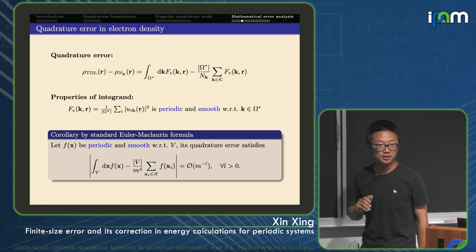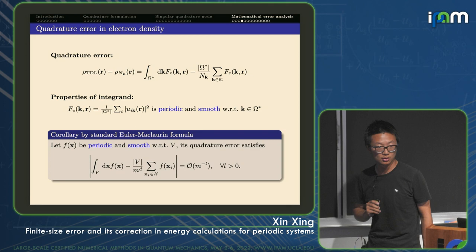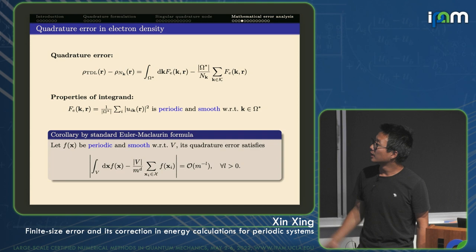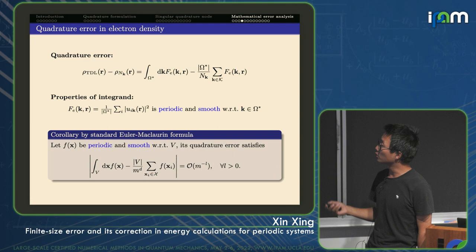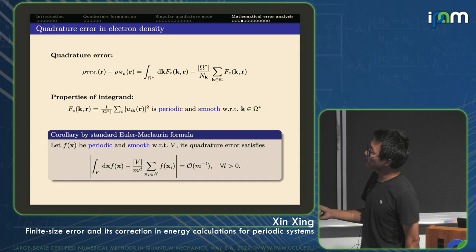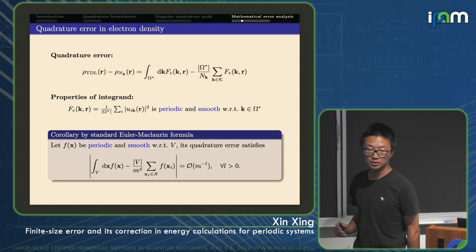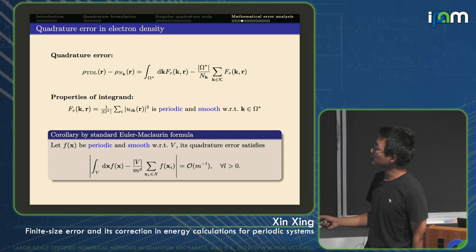Here, the electron density. So this is a quadrature error for the electron density calculation, assuming that we know the function f exactly, or basically the orbitals exactly. It turns out that in the numerical quadrature community, it is well known that the magnitude of your quadrature error of a trapezoidal rule mainly depends on the boundary conditions and also the smoothness conditions of your target integrand function. And back to the electron density case, we can show that the target integrand function f here, defined by this electron density calculation, is both periodic and smooth with respect to the momentum vector k.